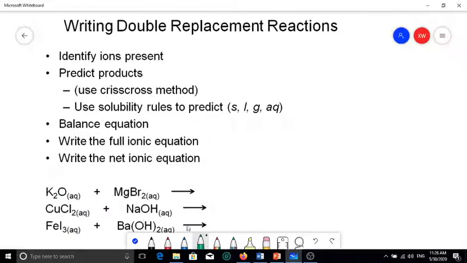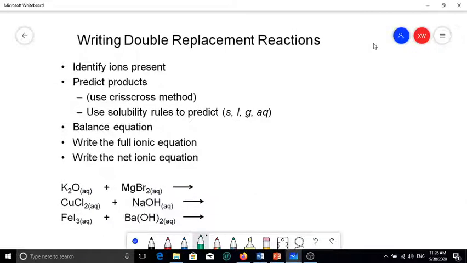First of all, you'll be given a half reaction, basically giving you reactants, like this one here. And then you will have to identify the ions, identify the cation and anion of each compound. And then you're going to recombine these four things, two couples of cation and anion, predicting products over the other side. The crisscross method will show you what that looks like. And then once you form the products over here, you need to balance the equation, and you're going to write a full ionic and net ionic equation. We're going to talk about that in a minute.